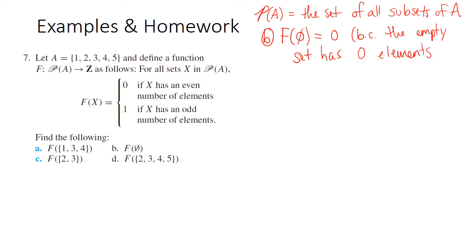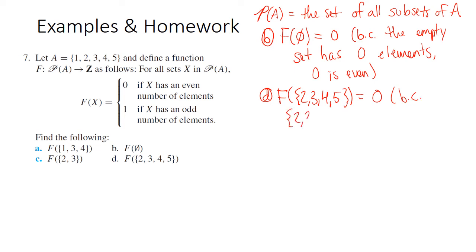So the empty set has 0 elements, and 0 is even. Okay. And then part D here, capital F of the subset containing 2, 3, 4, and 5. This is also going to be 0 because the set that we plugged in, 2, 3, 4, 5, has 4 elements. I'm just going to abbreviate elements like that, which is even. Okay, so go ahead and do part A and part C.